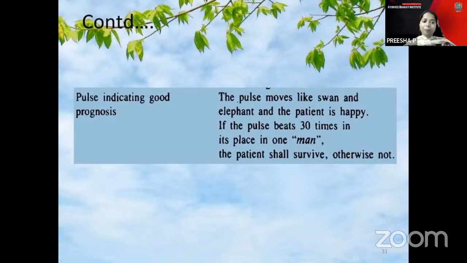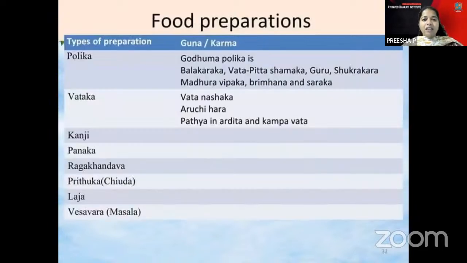You have the food preparations also, like the Goduma Polika, which is Balakaraka, with a Brahmanagara action, and the Vatanashaka property. The Kanji, Panaga, and Raga Kandava are also mentioned, like the Prutuka. Whenever the festivals are coming, the Chivuda aspects are mentioned there, the Prituka, then Laja, Vesavara, like that.